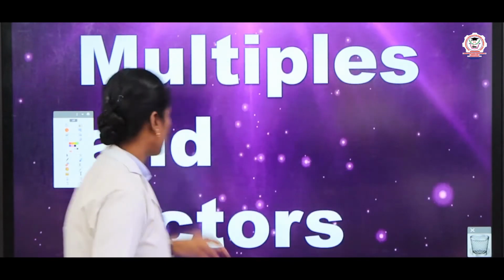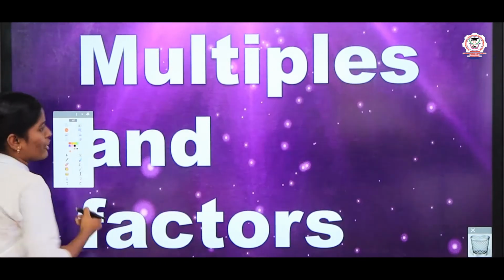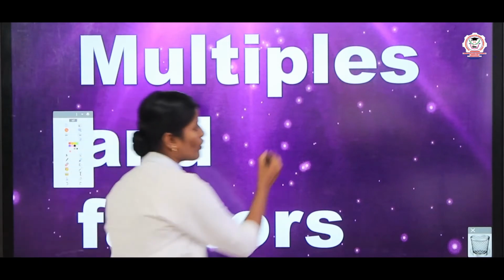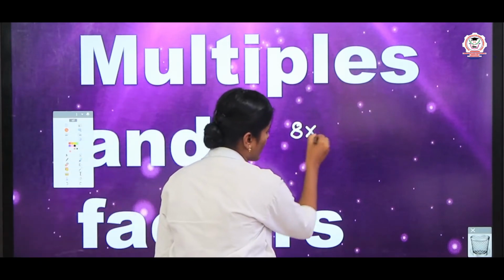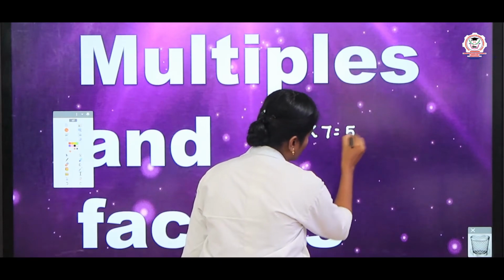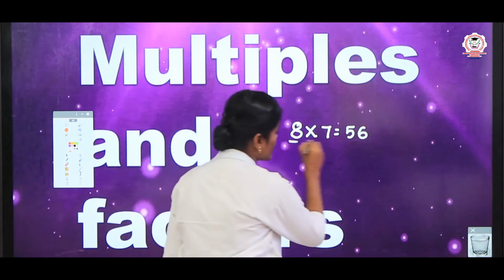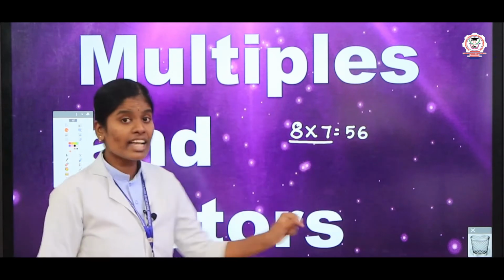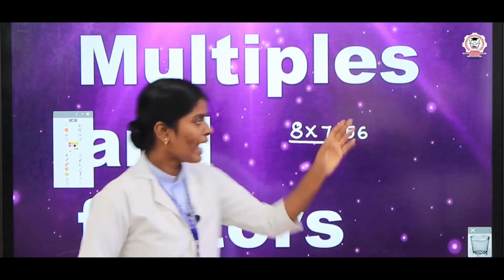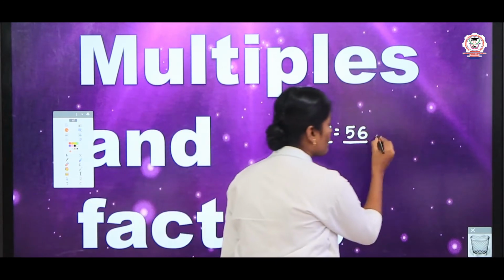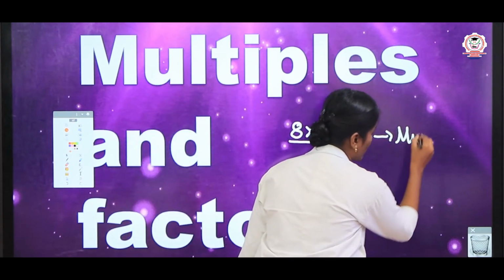So there is an example for multiples and factors. You already know what multiples and factors are. Now I am going to tell you an example. For example, if you take 8 sevens, what will be the answer? 8 sevens are 56. So here we have 8 and 7. In this, 8 and 7 are called the factors and 56 is called the multiple or product.